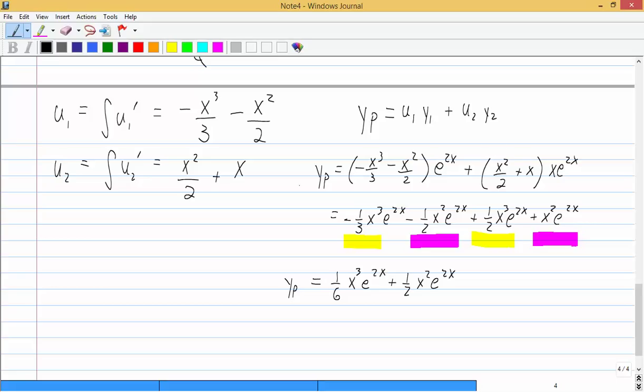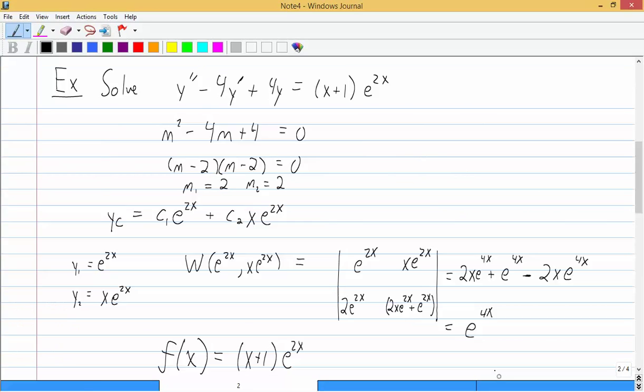Now remember, our solution y is equal to y sub c plus y sub p. So our solution would be c sub 1 e to the 2x plus c sub 2 x e to the 2x plus 1/6 x cubed e to the 2x plus 1/2 x squared e to the 2x. So looking back at the same problem, if we find the complementary solution, we have y sub c equals c sub 1 e to the 2x plus c sub 2 x e to the 2x. We get that from the auxiliary equation.